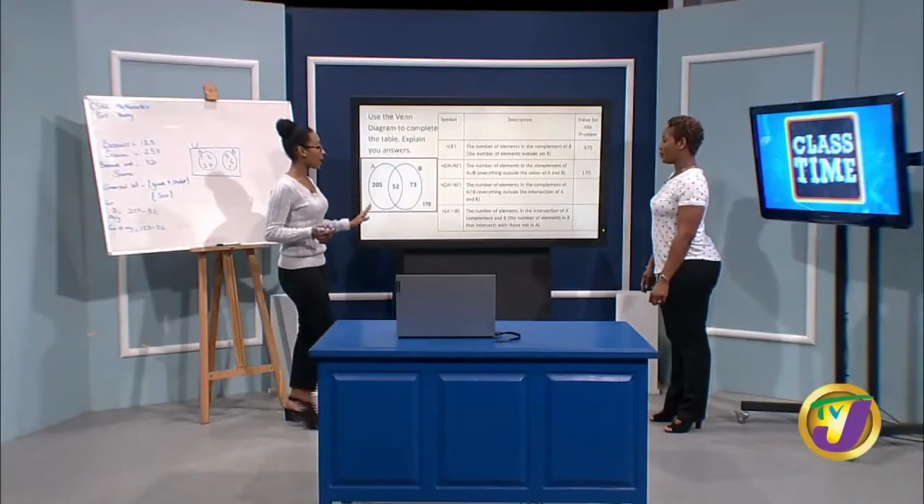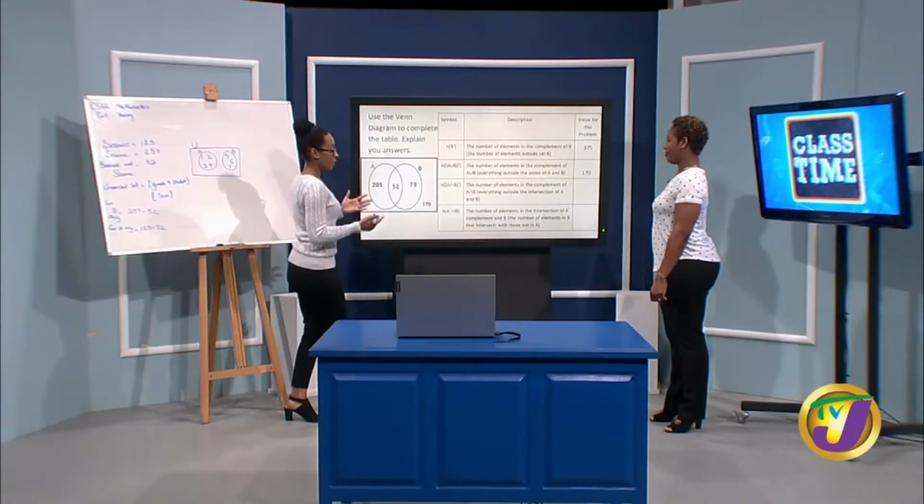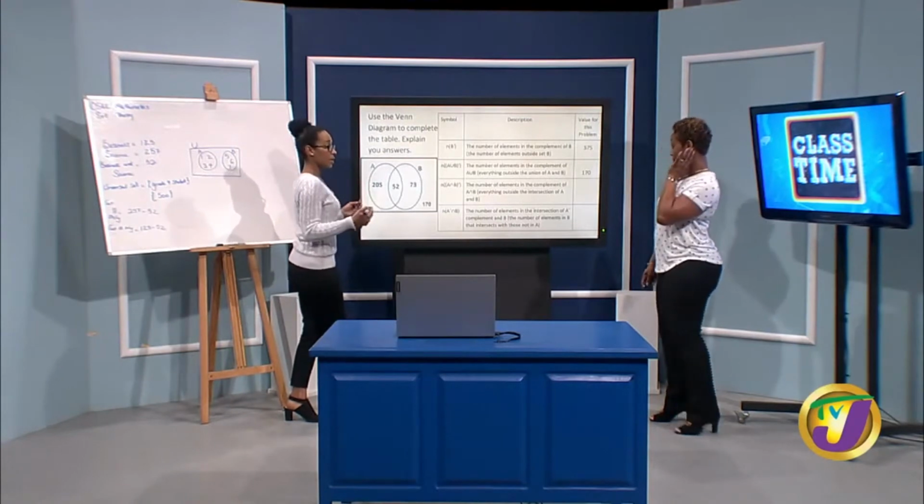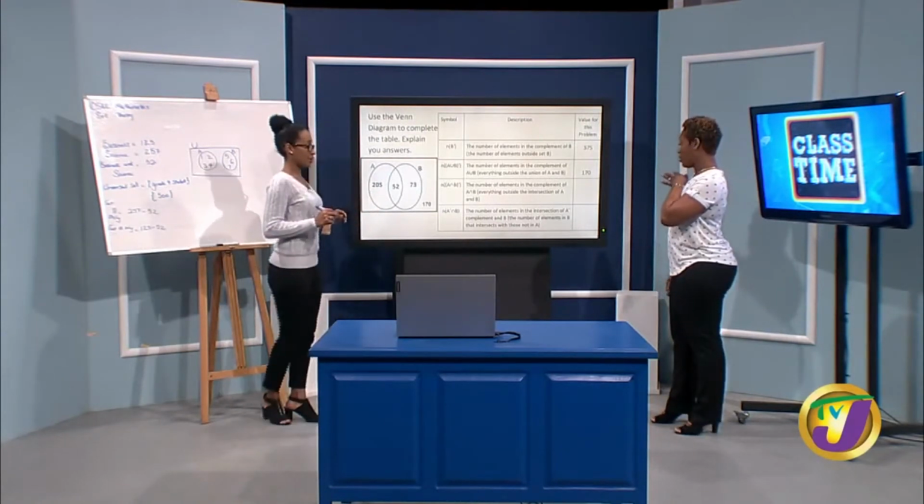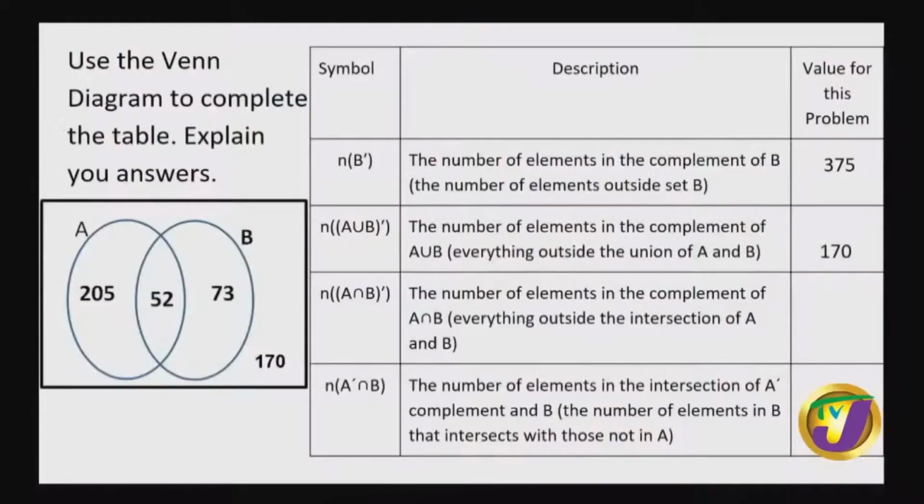Good job. And now we're at the number of elements within the complement of A intersect B. Let me go back to that. See the intersect here, 52? Everything outside of it is the complement. So that would be 205 plus 73 plus 170. You sure? Yes. So that's 448.